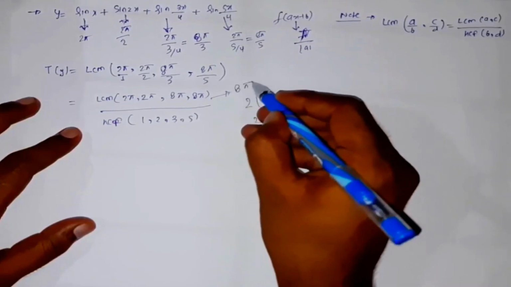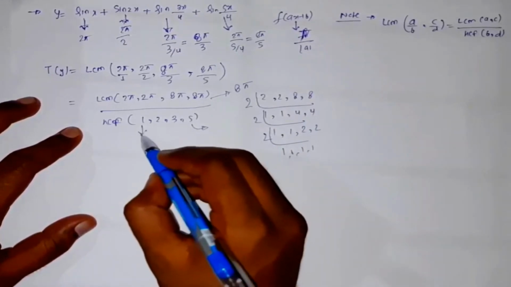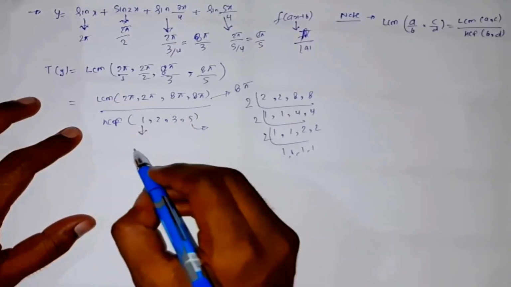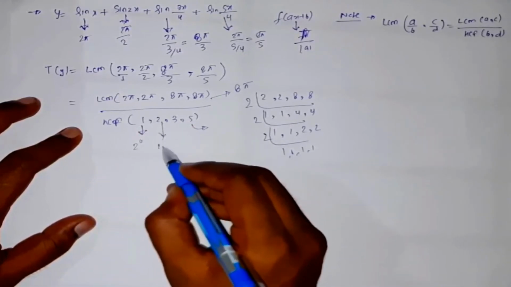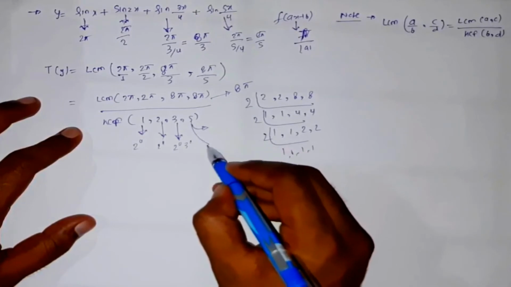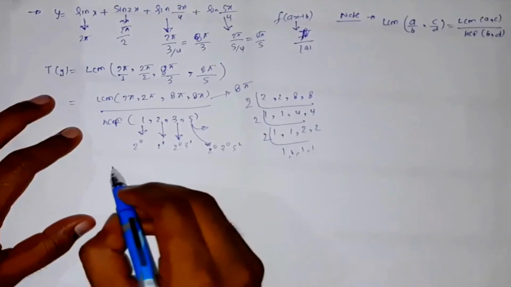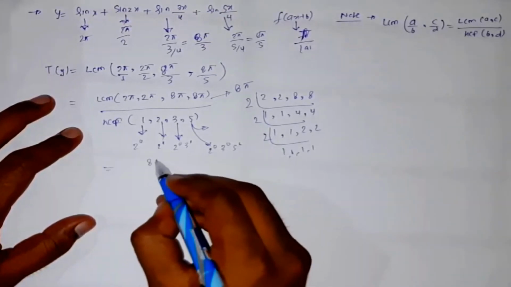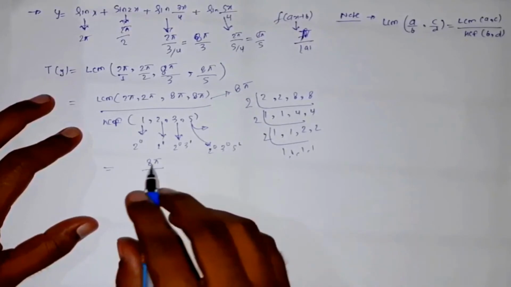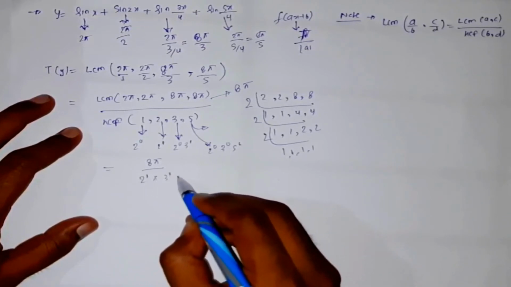Okay, here HCF, what will be the HCF? We will simply convert this as a prime number, 2 to the power 0, 2 to the power 1, 2 to the power 0, 3 to the power 1, and 2 to the power 0, 3 to the power 0, 5 to the power 1. Okay, so here what will happen? We can say 8 pi divided by 2 to the power 1 multiply 3 to the power 1 multiply 5 to the power 1. I hope it is clear.